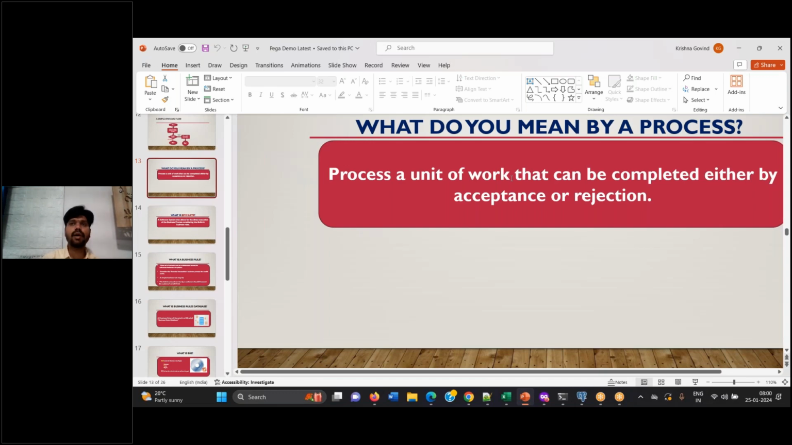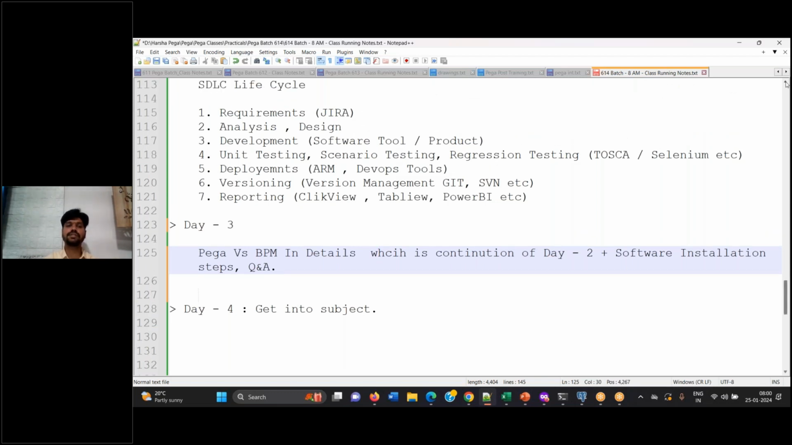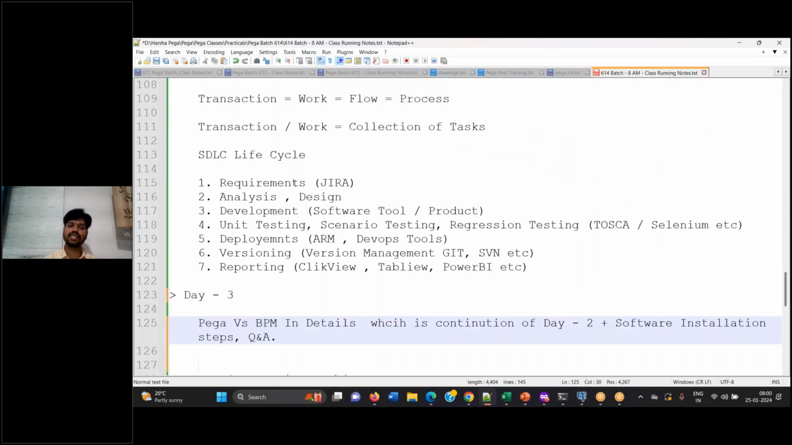So here we are talking about a BPM system using which you can develop your applications. You can develop your business process management applications using BPM system, and BPM system allows you to develop your applications where it provides the facilities of requirements gathering, analysis and design. Okay, that you will be doing development environment, unit testing, scenario testing, regression testing, deployments, versioning, reporting.